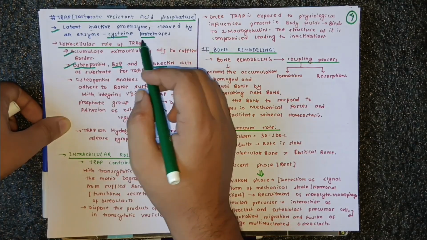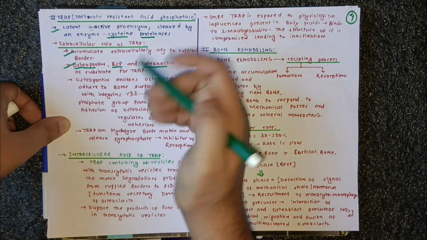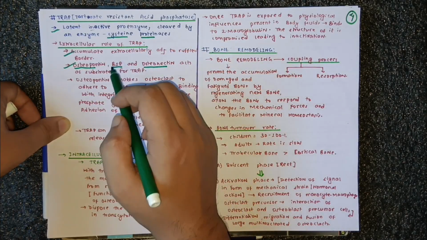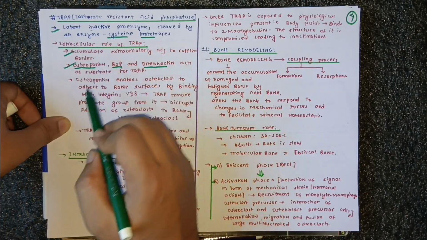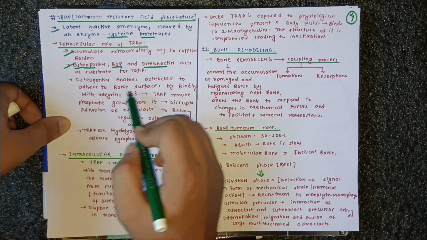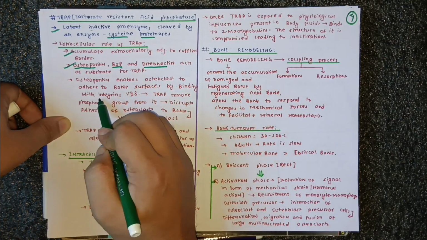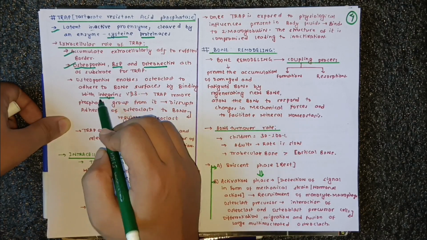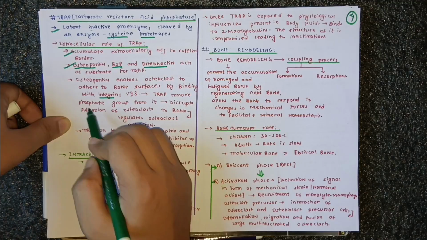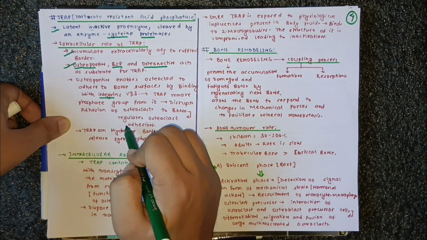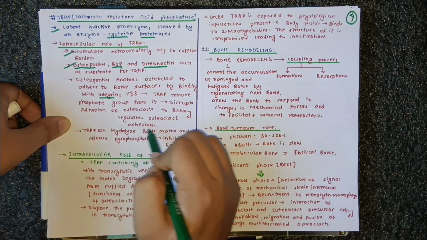It is an enzyme, so we have substrate and product. Osteopontin, BSP and osteonectin act as substrates for the TRAP. Osteopontin enables the osteoclast to adhere to the bone surface by binding with the integrins. The integrin is alpha v beta 3, but don't memorize this, just remember integrins. TRAP removes the phosphate group from it and disrupts the adhesion of the osteoclast to the bone, and it regulates the osteoclast adhesion.